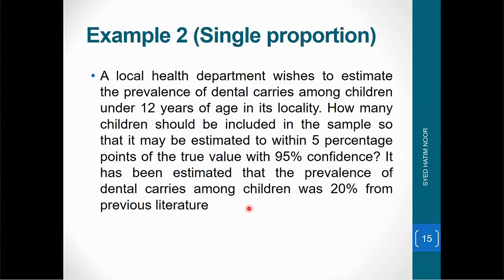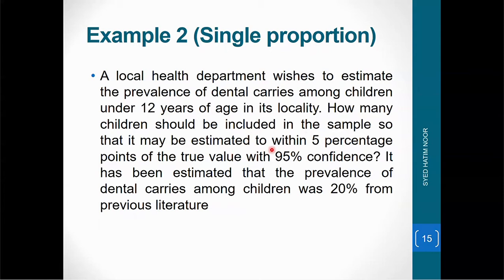Alright, so this is the scenario. A local health department wishes to estimate the prevalence of dental caries among children under 12 years of age in its locality. So you are looking at the prevalence of dental caries. How many children should be included in the sample so that it may be estimated to within 5 percentage points of the true value with 95% confidence?